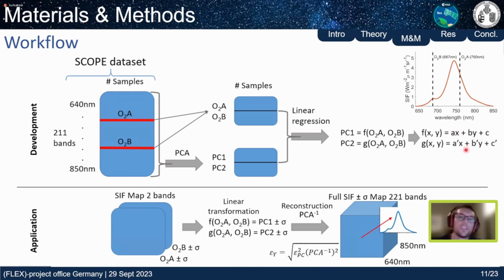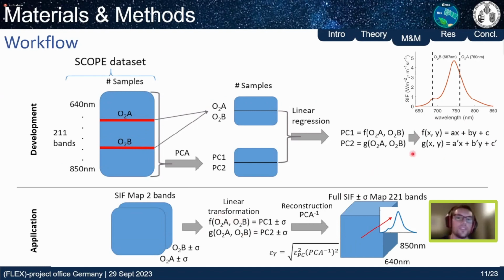Once we obtain the linear transformation parameters, we apply it to the two-band SIF map, in our case, the HyPlant map. The HyPlant map has two bands, oxygen band A and B, the SIF emissions in here, and with uncertainties. These values are obtained by a spectral fitting method, and we apply a linear transformation using the parameters that we obtained before with the SCOPE dataset.